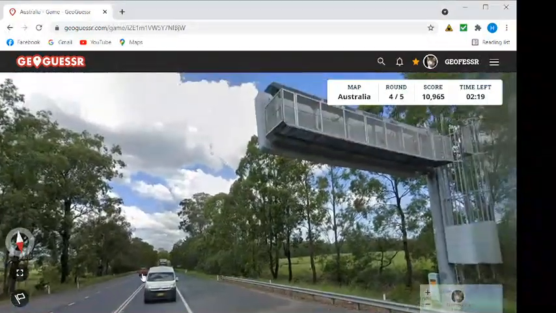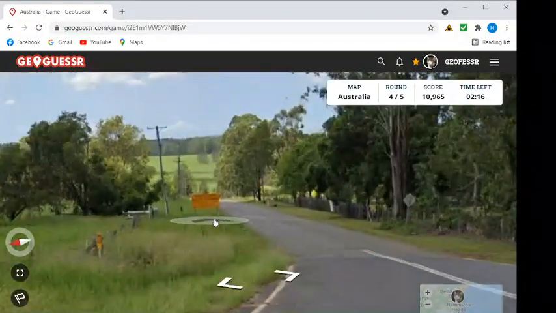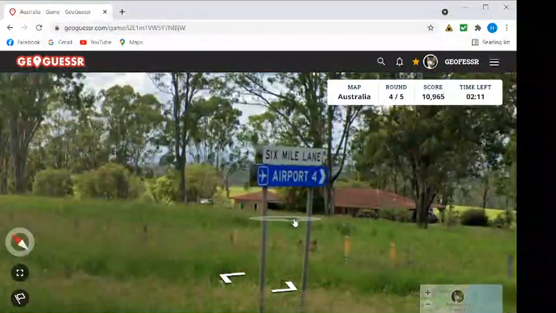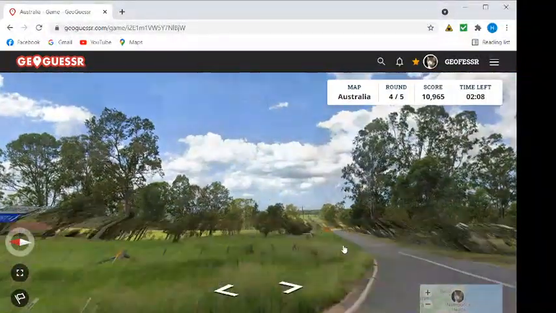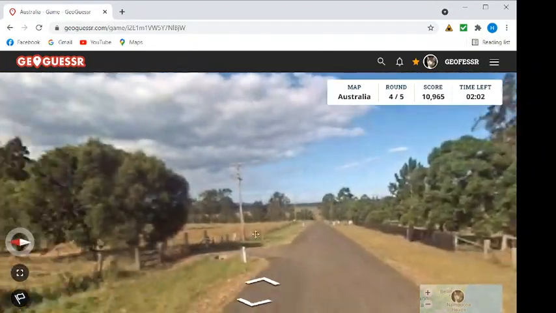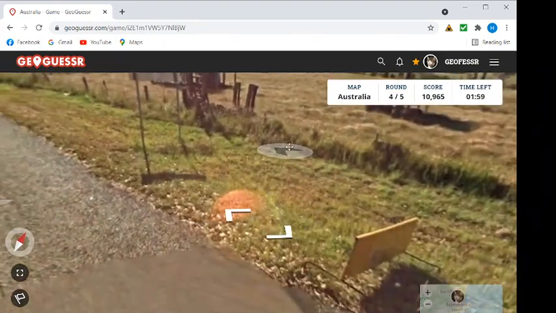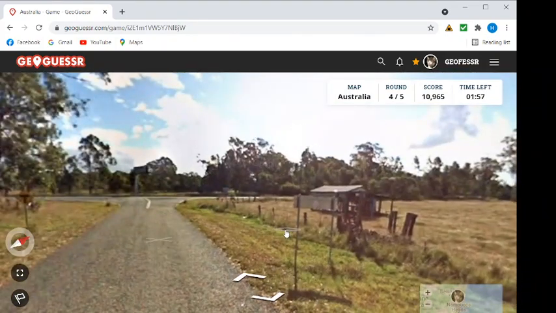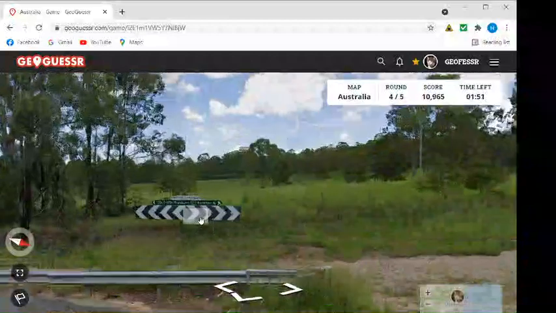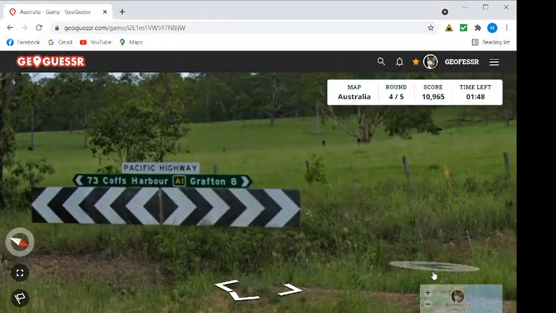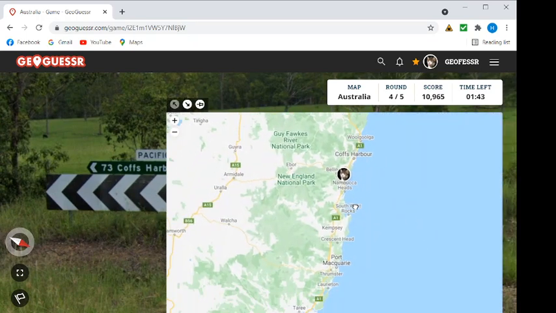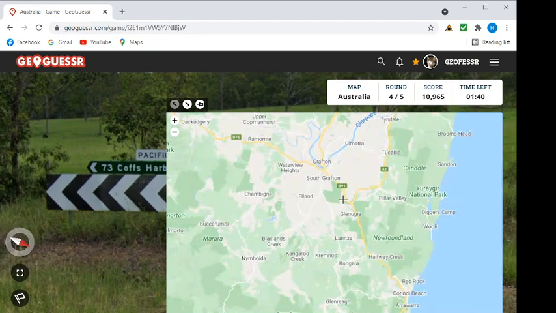Yeah, we saw the Australian chevrons again, which are very distinctive. We have airport that way. I'd go that way except for the bad coverage. By the way, this Generation 1 coverage is completely awful. That's mostly found, I think, in Australia and the United States. Oh, there, 73 Coffs Harbour. So I was right about that. Grafton 8. There's Grafton.